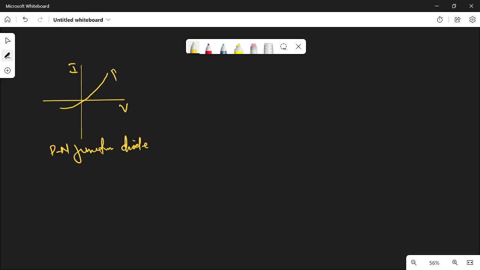Are you together? So here is going to be reverse bias. Sorry, what am I saying? Here is going to be forward, and here is going to be reverse. You can also have the graph look like this for another type of diode. You have it like this. So this is going to be forward, voltage against current, and this is going to be reverse.